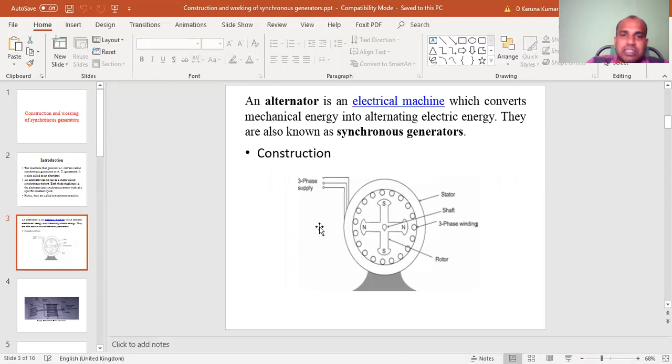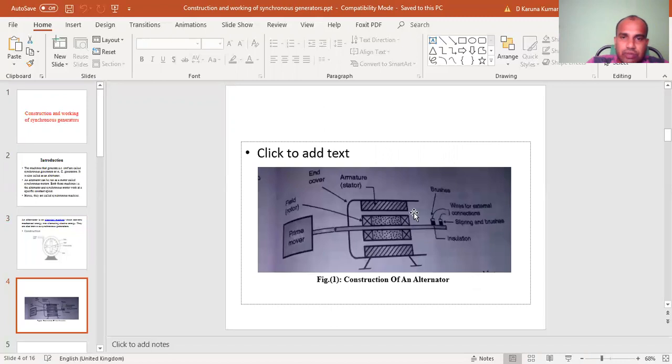This is a diagram of the construction of an alternator. This is the stator, and this is called the shaft. These are poles, and this is called the rotor. And this is one more diagram of the construction of an AC alternator. This is the prime mover, and this is called the field. This is called the end cover frame. This is called the armature. This is called the brushes and bearings.